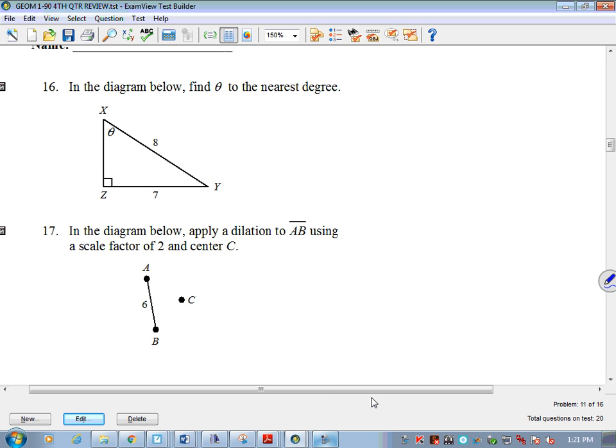Okay, tell me how you found it. Sin. Sorry, the i is long. It's sine. All right. So sine. Why did you use sine?